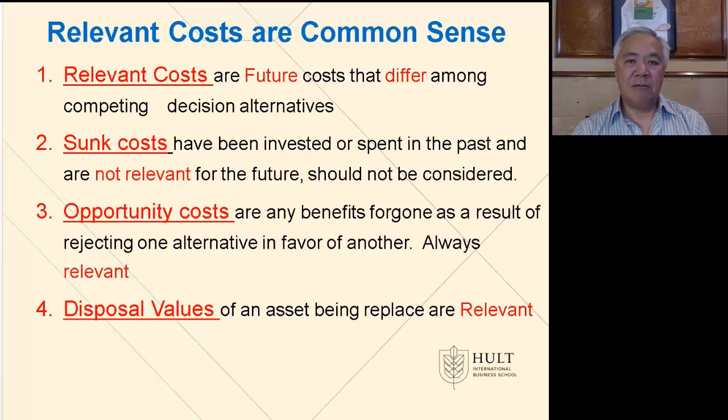What we can see so far is that relevant costs, I hope you see, are common sense. First, relevant costs are future costs that differ among competing decision alternatives. Number two, sunk costs have been invested in the past and are not relevant for the future and should not be considered. Even though human nature makes it painful to ignore what has happened, you must set that aside because objectively you can't do anything about it and they're sunk. Third, opportunity costs are the benefits that you forego as a result of choosing one alternative in favor of the other, and they're always relevant. And fourth, disposal value of an asset that you're considering replacing is always relevant. It's part of the decision.